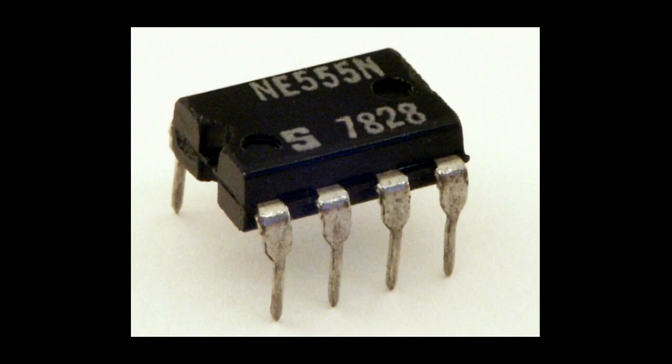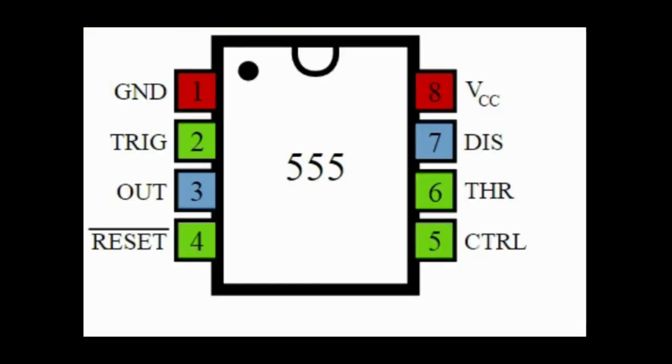Variants available include the 556, a 14-pin DIP combining 2 555s on one chip, and the 558 and 559s, both a 16-pin DIP combining 4 slightly modified 555s with DIS and THR connected internally, and TR is falling edge sensitive instead of level sensitive.